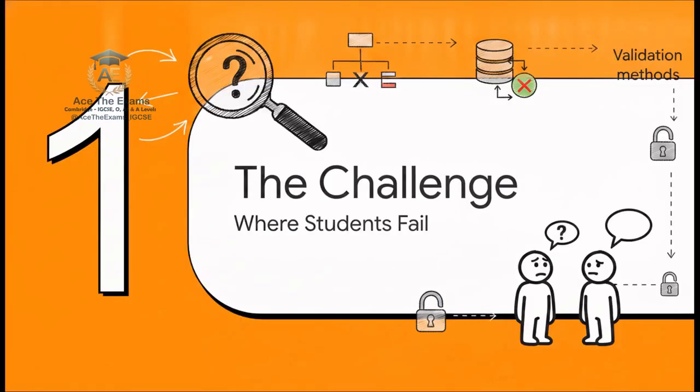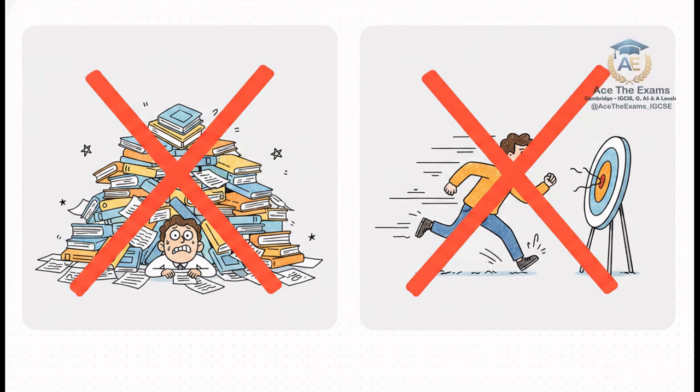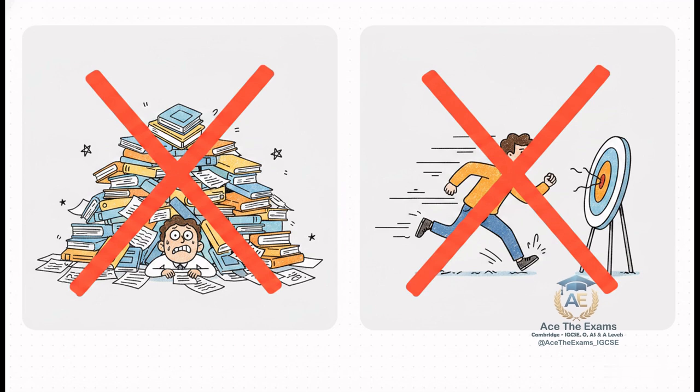Section 1. The challenge. Let's look at where things go spectacularly wrong. So, Section 1.4 of the syllabus focuses heavily on checking the accuracy of data. Now, here's the secret. The examiner does not just want to know if you can recite the textbook definition of a range check. They want to know why it's the absolute best choice for a highly specific database scenario compared to, say, a type check. Yet, look at these two super common traps students fall into.